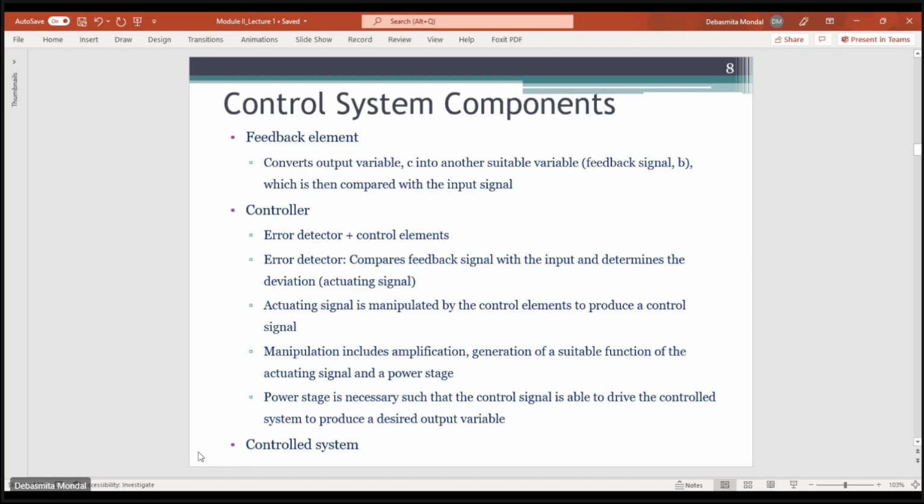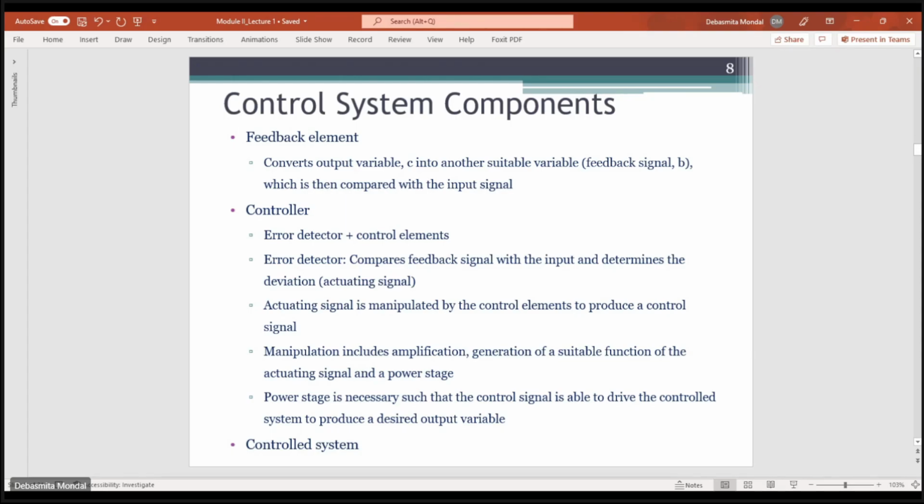Now this manipulation or modification of the actuating signal inside the control elements can include multiple steps. The manipulation can be in the form of amplification. It can be in the form of generation of some suitable function that is suitable for application to the plant. And also there is a power stage. This power stage is necessary such that the control signal has sufficient power to drive the subsequent plant which is present.